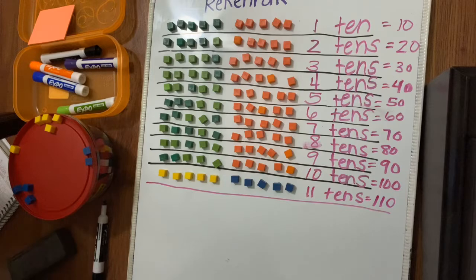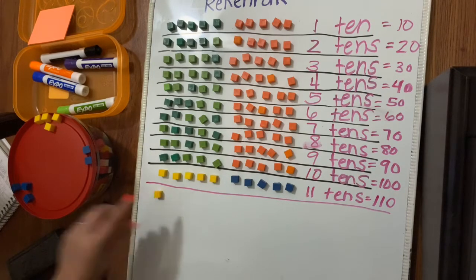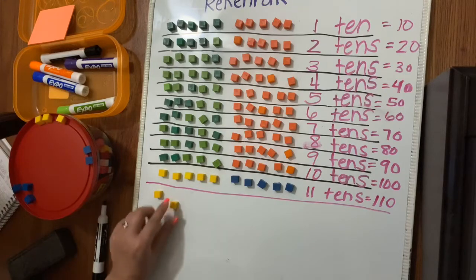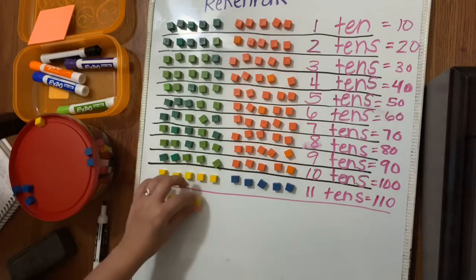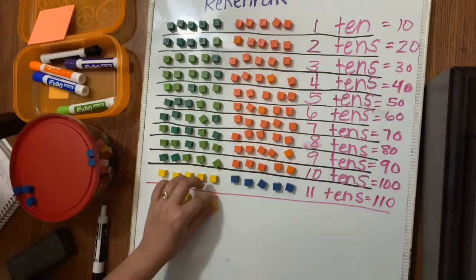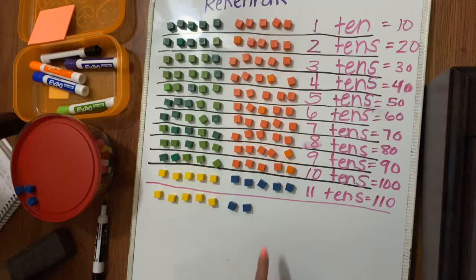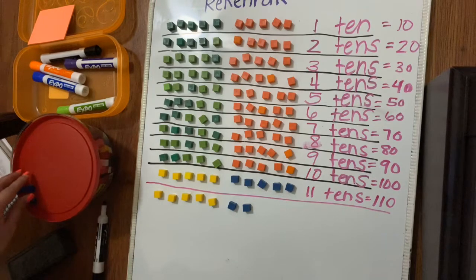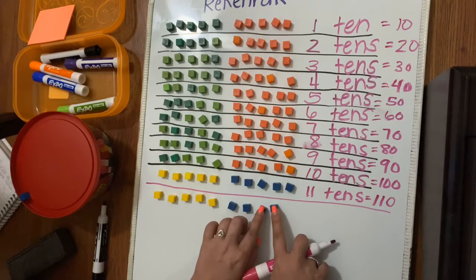All right, let's keep counting. 110, 111, 112, 113, 114, 115, 116, 117. Can I make a bundle? No, I'm still missing some cubes for me to make a group of 10. Let's add a couple more.